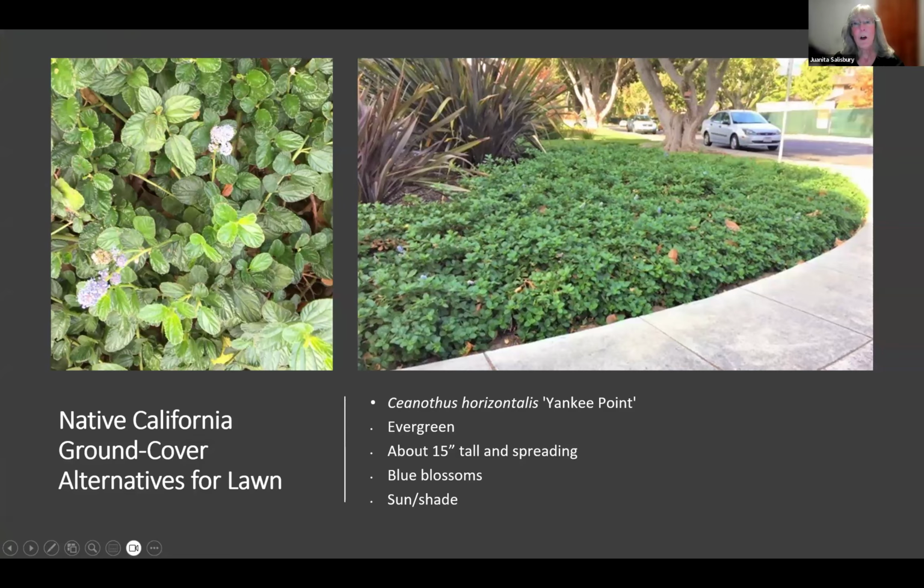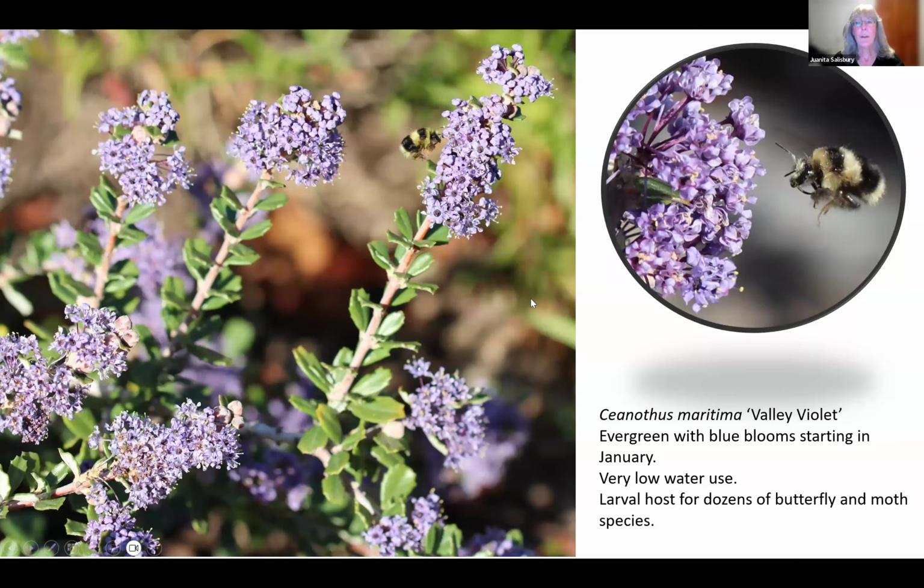Other things, if you want to get rid of your lawn, but you still like that swath of green, you can use, again, a ceanothus. These are the specific examples, but you can choose what you like. Ceanothus horizontalis, Yankee Point, again, evergreen, about 15 inches tall and spreading, blue blooms, grows in sun and shade, a great alternative for a lawn. Another one that we like to use is Ceanothus maritima, Valley Violet, super low water use, blooms in January, larval host for dozens of butterfly and moth species.